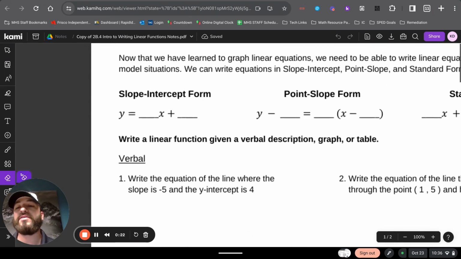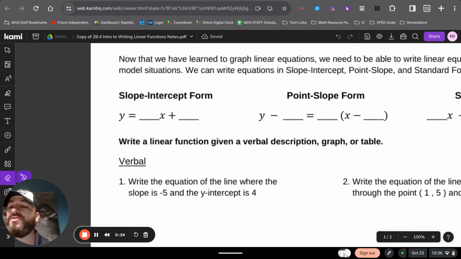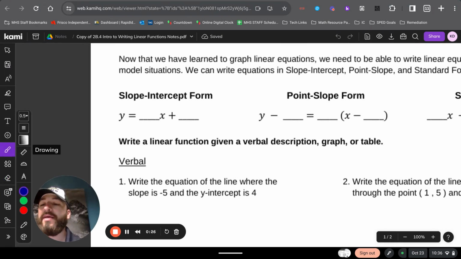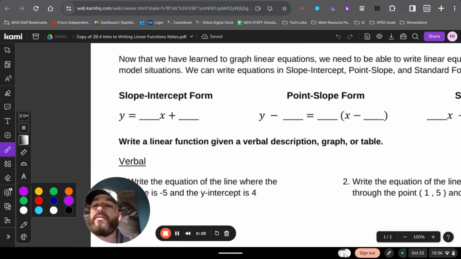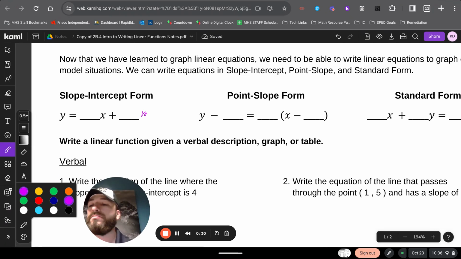The first off is our slope-intercept form, which of course we do know as y equals mx plus b. And of course, we know that m is our slope and that b is our y-intercept.